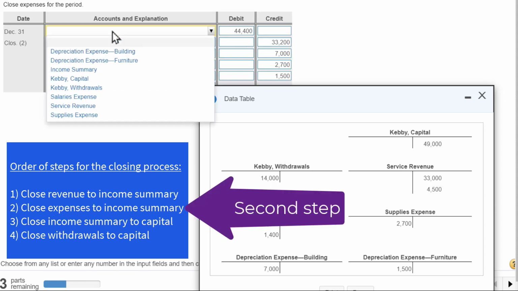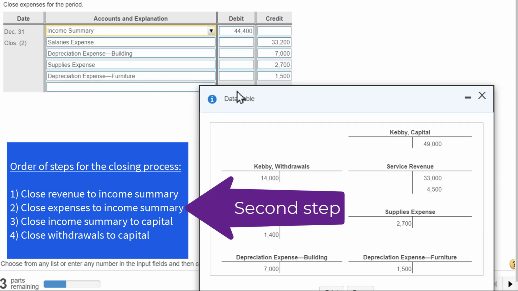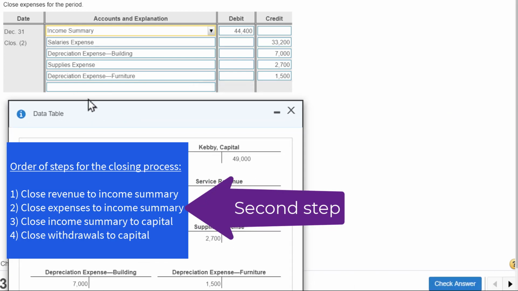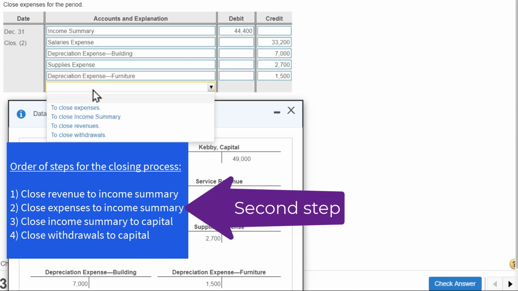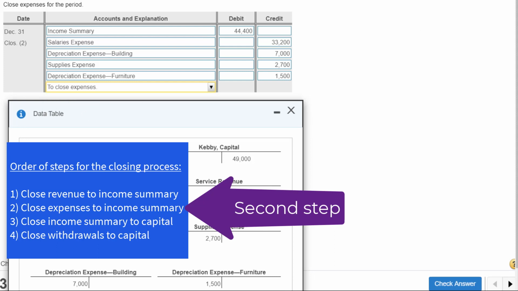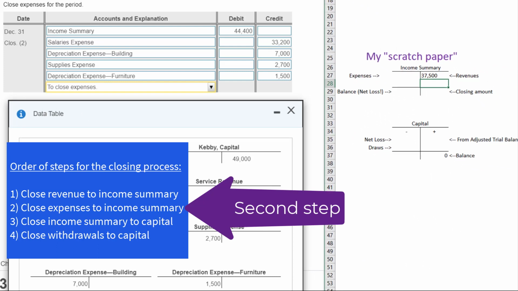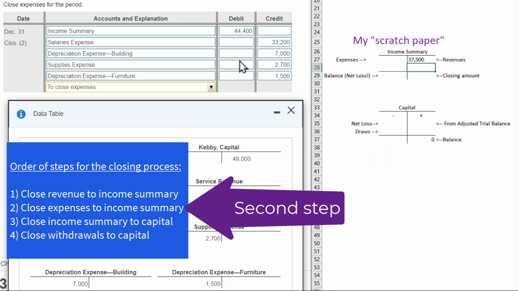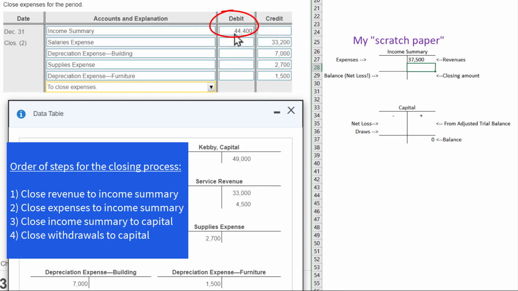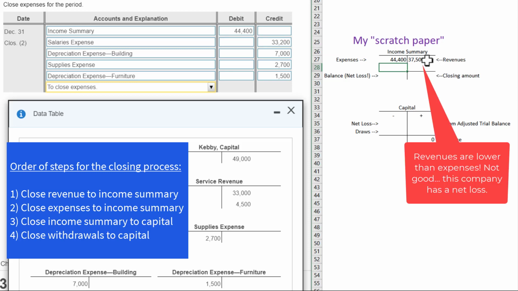Income summary, because income summary contains net income or net loss. So since I'm here, I guess I need an explanation to close expenses. So while I'm here, I need to go down here to my scratch paper, and notice I have debited income summary. So on my T account for income summary, I need to put 44,400 on the left side. Now notice revenues are on the right, and expenses, which I just got from here, are on the left.